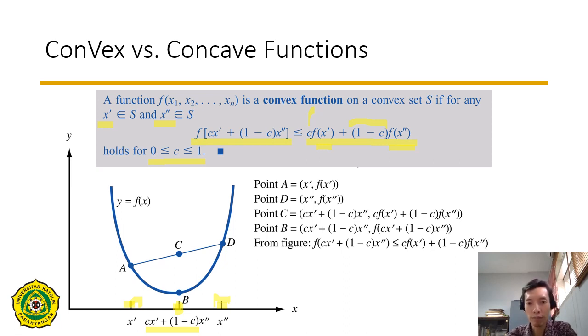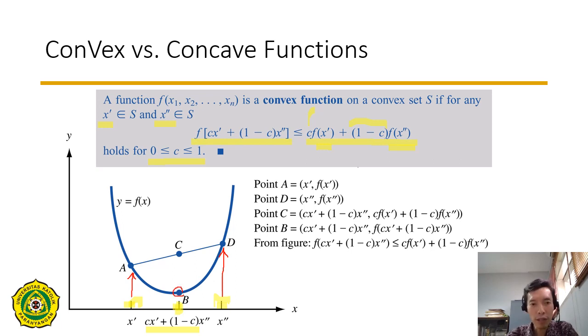So for the first point x prime, the function value is there at point A. For the second point x double prime, the function value is point D. For the value in between, the function value is here B.